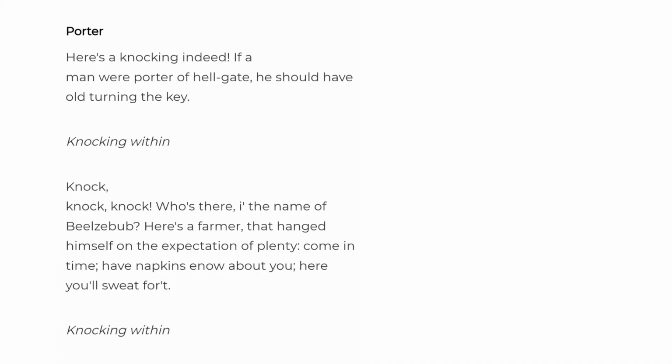Here's a knocking indeed. If a man were a porter of Hell Gate, he should have old turning the key. Knock, knock, knock. Who's there?